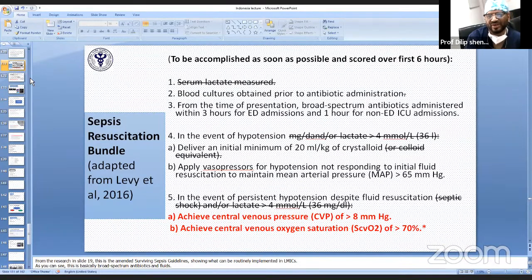Sepsis resuscitation bundle. This is the complete bundle. It says resource limited setting, so you may have to omit something, like you may not be able to measure serum lactate. Blood pressure can be obtained in the event of hypotension. An initial 20 ml per kg of fluid can be given. You can apply vasopressors. So the rest of the things can be managed in the bundle except a few things.